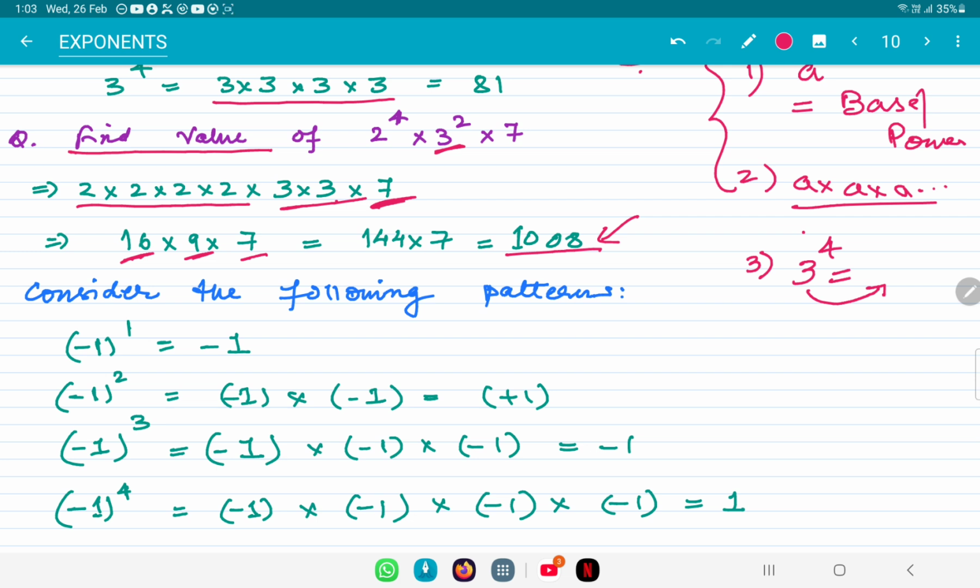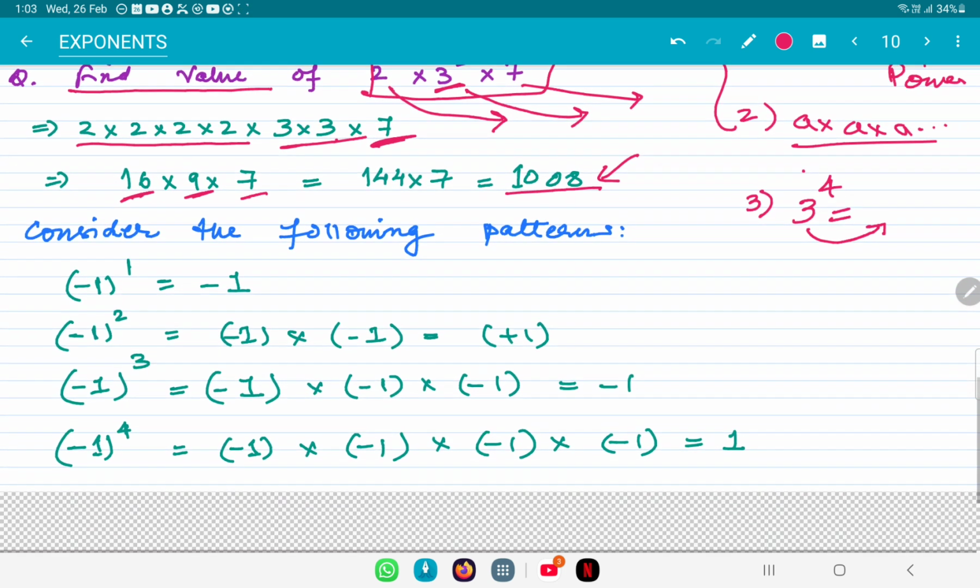Here one thing is important: there is no common base. If I ask you what is the base of all three, in 2 raised to the power 4 the base is 2, in 3 raised to the power 2 the base is 3, and in 7 raised to the power 1 the base is 7. If no power is written, it means 1. Always remember it is 1, so the base is 7. Clear? So you can easily see that no base is the same in this product.